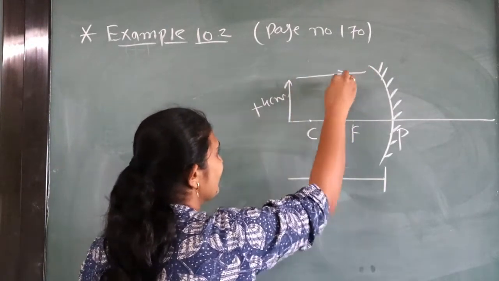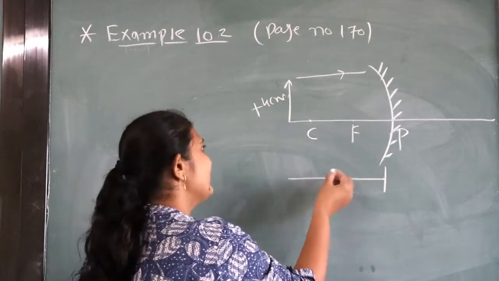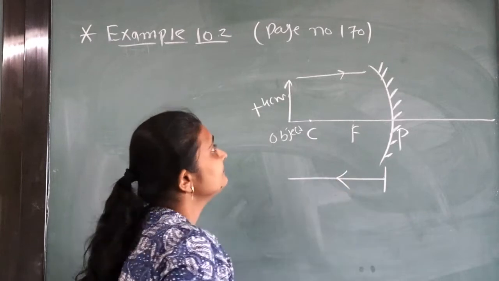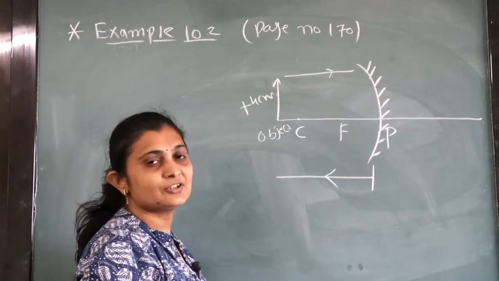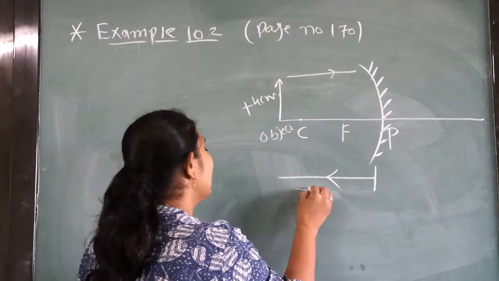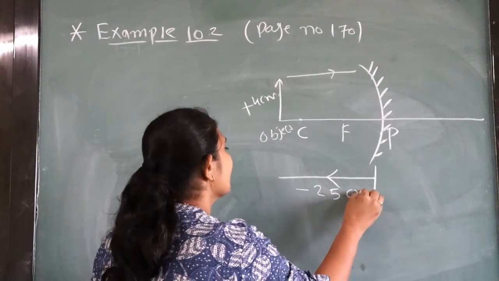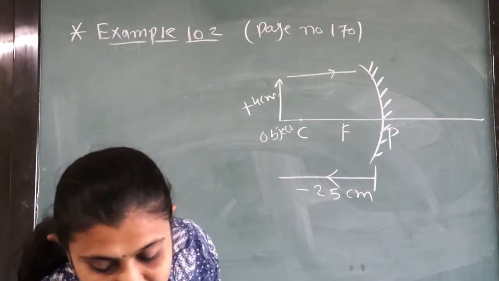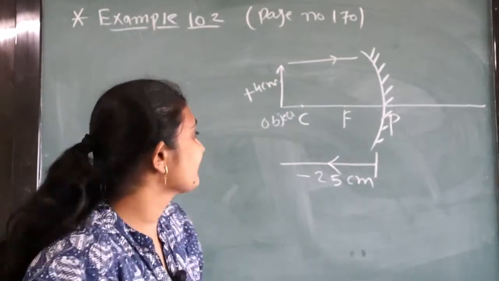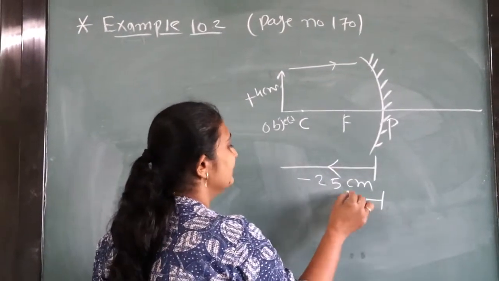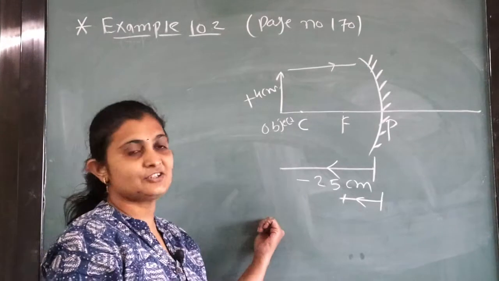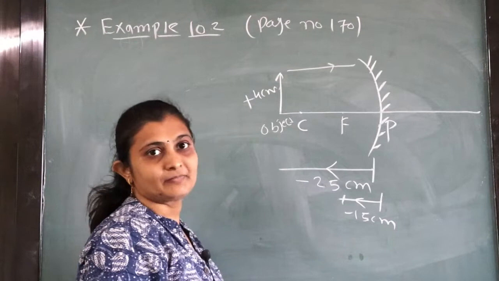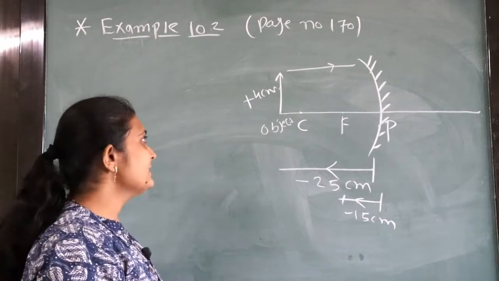Now this is the direction of incident ray and the direction of measurement to the object is opposite to the direction of incident ray. So we have to take minus 25 cm. And focal length is given, that is 15 cm. Now again focal length from P to F we have to measure in this direction, so that is minus 15 cm. And we have to calculate v and h dash.